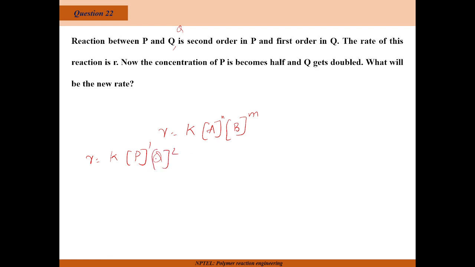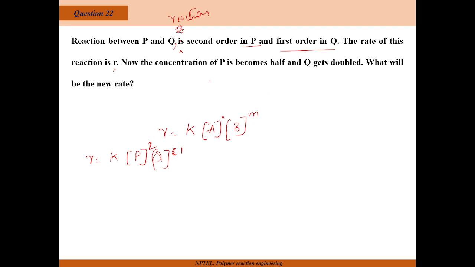The next thing they say is that the rate of the reaction is, sorry, it is the other way. It says the reaction is second order in P, sorry, and first order in Q. There is some problem in the formation of the question. So the reaction is second order in P and first order in Q. So it is P square and Q power 1.